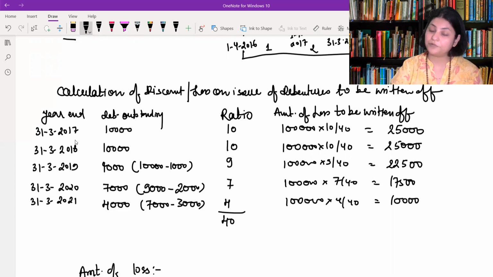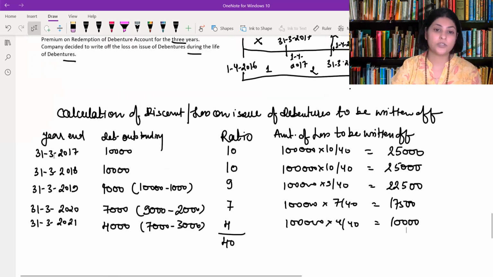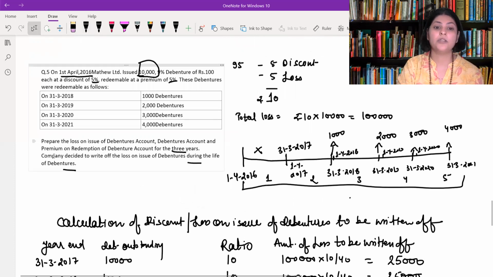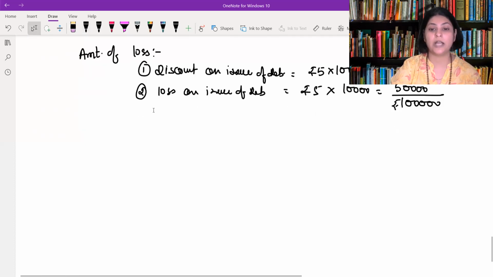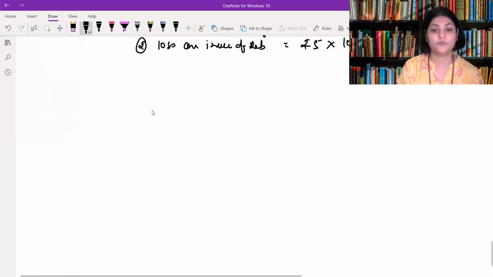Now, what do we have to do? The question has asked us to prepare 3 different ledger accounts. First of all, we have to prepare loss on issue of debenture account, you can see the requirement, and premium on redemption of debenture account. So let us do it, and all these accounts are asked for 3 years. So the first ledger account I'm going to prepare is the loss on issue of debenture account.